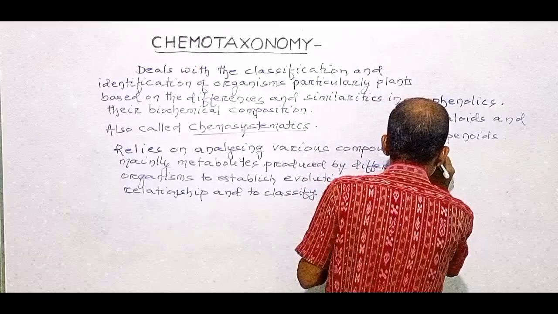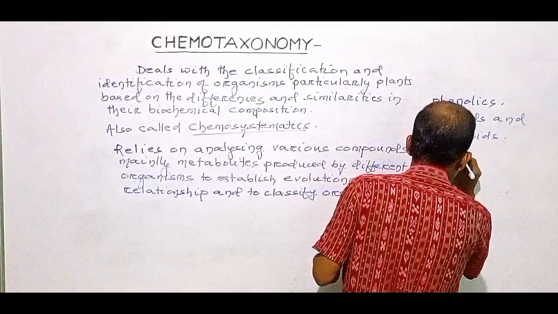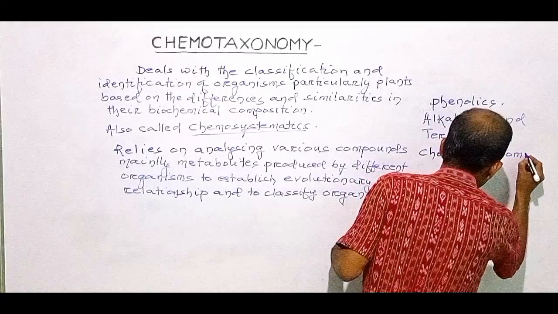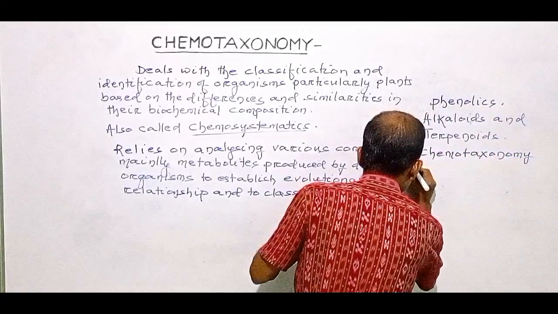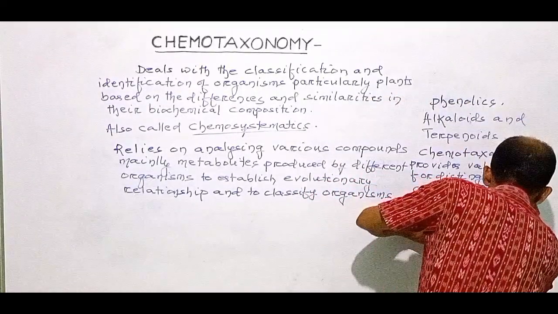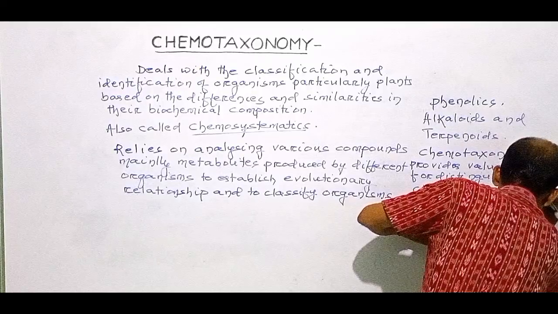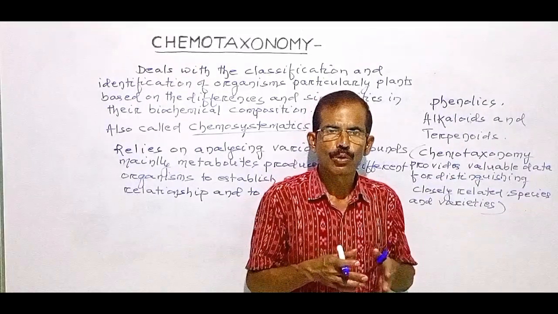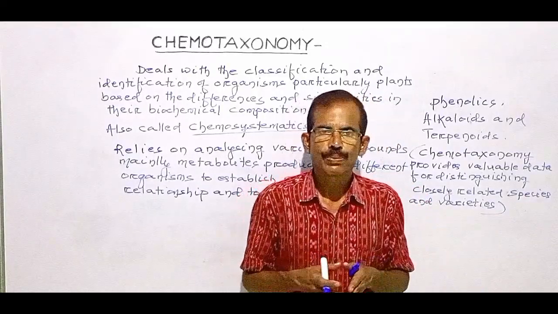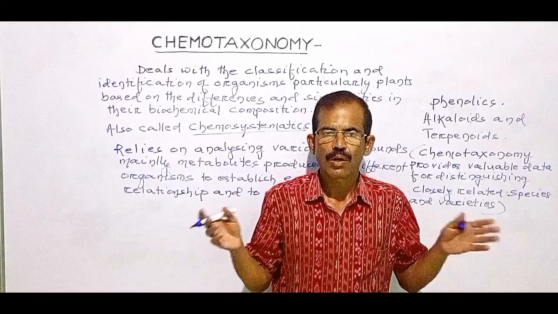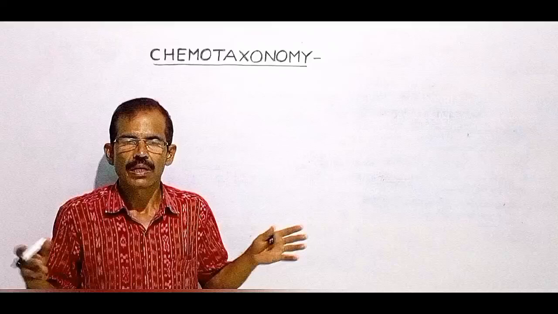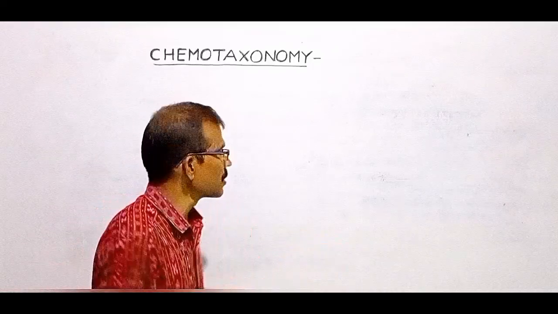Chemotaxonomy provides valuable data for distinguishing closely related species and varieties, thereby making it a powerful tool in plant identification and classification, especially when traditional methods are not sufficient. Both primary and secondary metabolites are studied for chemotaxonomic purposes.